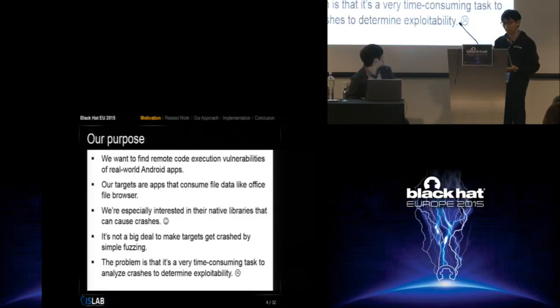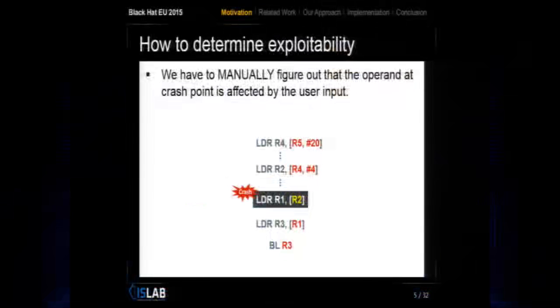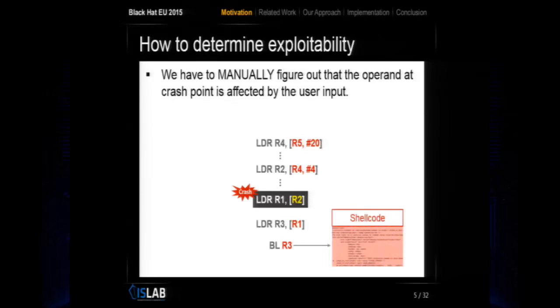Let's take a look at a crash sample. Here is the crash point. In order to determine exploitability, we need to find an instruction after crash point, which can change the program counter. In this case, if R2 register at the crash point is under control, we can manipulate the program counter to the shellcode. The next step is to figure out that the R2 register is affected by the user input.